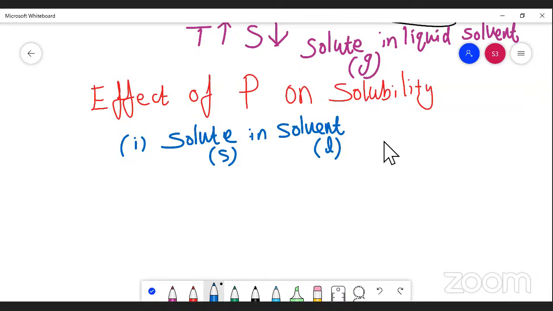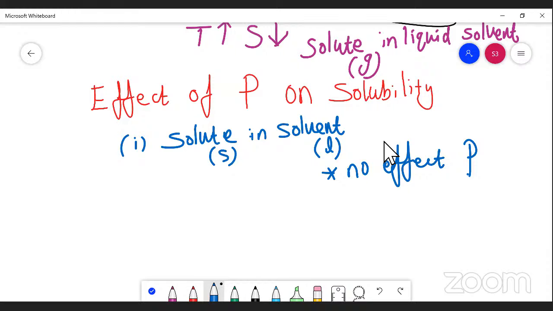So, solid solute in liquid. What happens? The effect of pressure. In this system, there is no effect of pressure. No effect of pressure in this system.